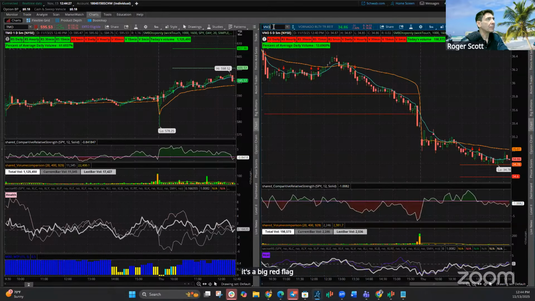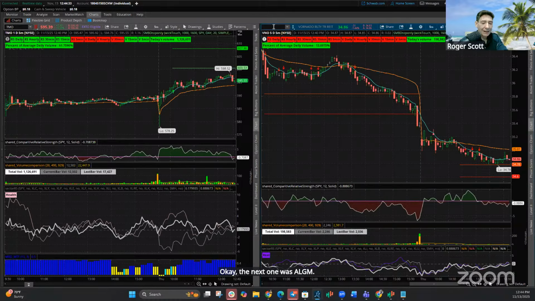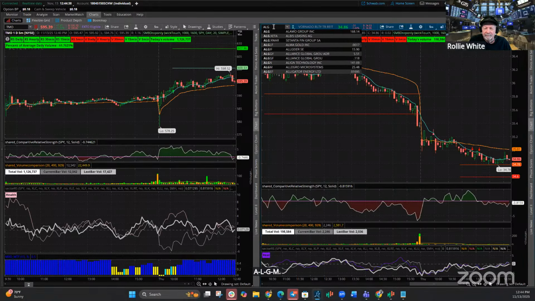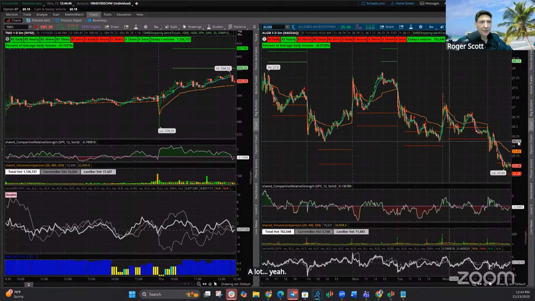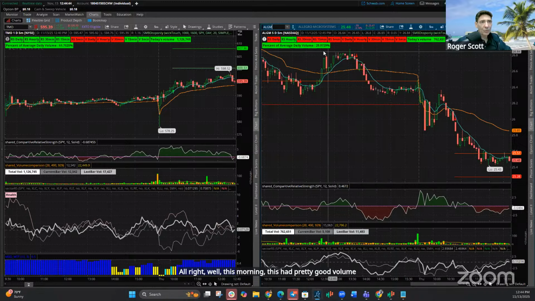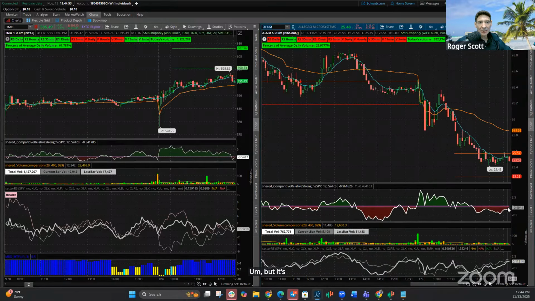Let's continue. The next one was ALGM. Well, this morning this had pretty good volume, but right now we're definitely not at 29% of the day, right? We're at like 60% of the day, so we have low volume. But it's starting to get strong, not weak, which is what we don't want.